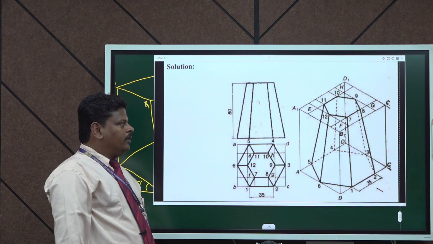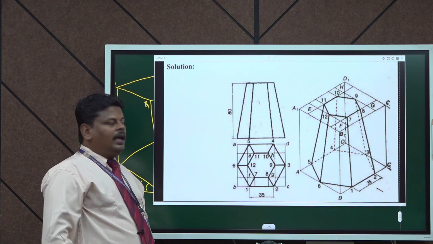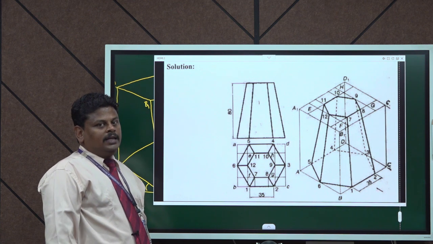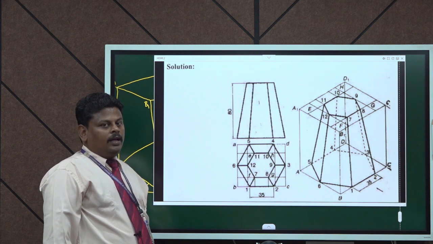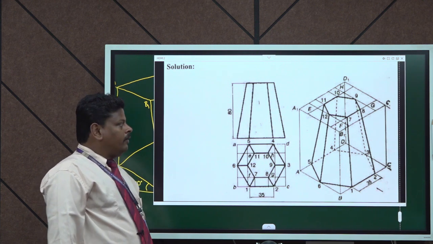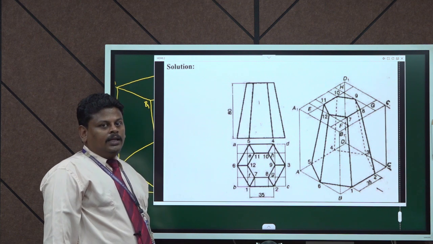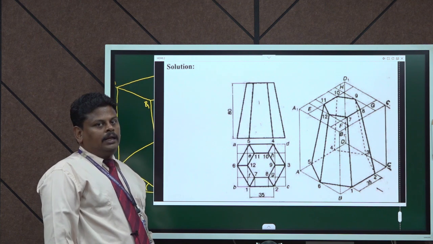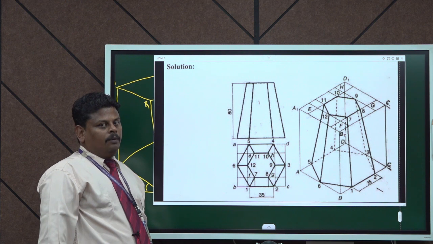So today we have seen how to draw an isometric projection of a hexagonal pyramid. In another day we will further study another topic, or we will solve another kind of problem in the same topic. Thank you.